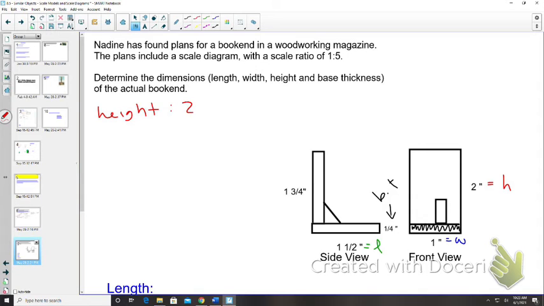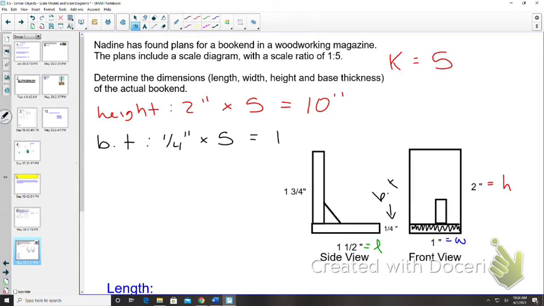Okay, so we start at 2 inches and our scale factor is 5. So we'll multiply that by 5. So our height is 10 inches. Good. You want to do thickness next? So base thickness, we have 1/4 inch multiplied by 5. Oh, 1/4. I did 1/3. Yeah, 1/4 inch. So if you have 5 quarters in your pocket, how much money do you have? $1 and 1/4, right? 1 1/4 inches.